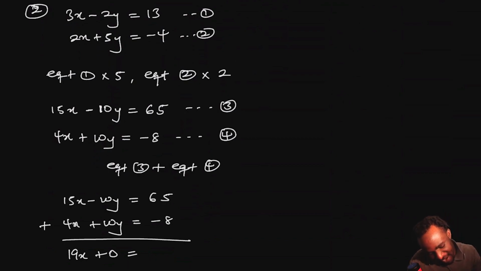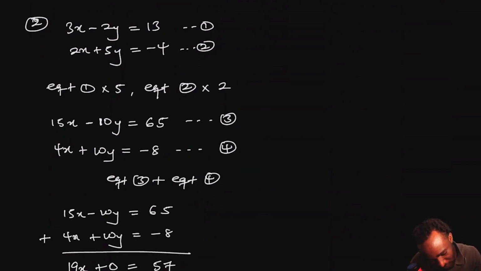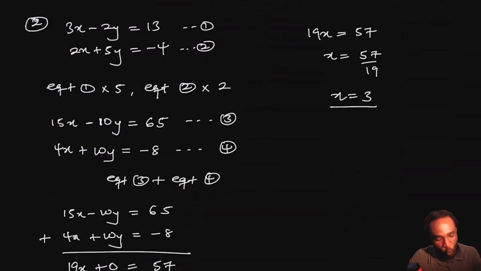That's our main focus. And then 65 plus minus 8, that's 65 minus 8, which is going to give us 57. So now we have 19x is equal to 57. You can rewrite that over here. 19x is equal to 57. Now we can simplify, and x is going to be equal to 57 over 19, which is equal to 3. So x is equal to 3. Now we have found the value of x to be 3.